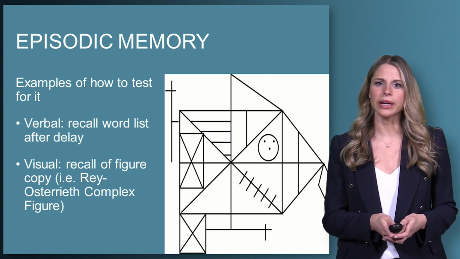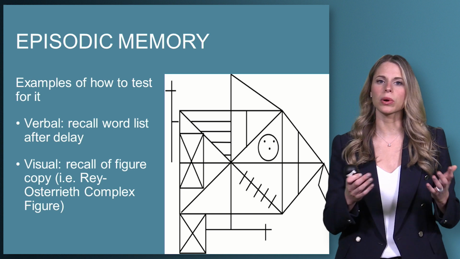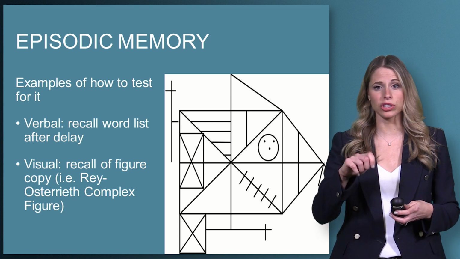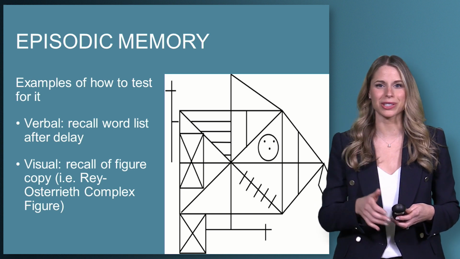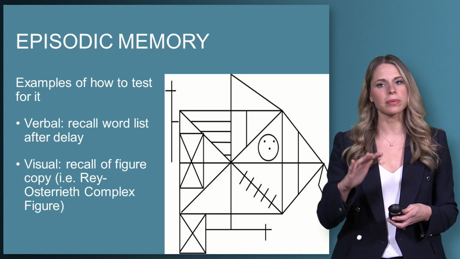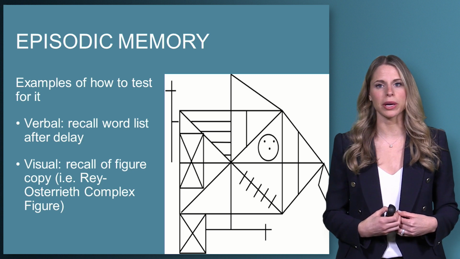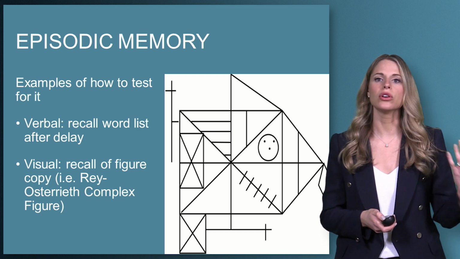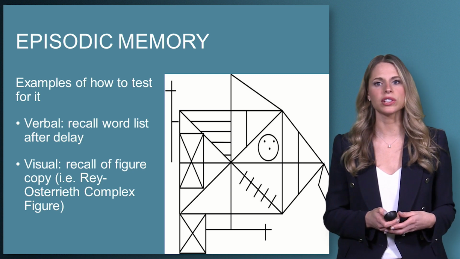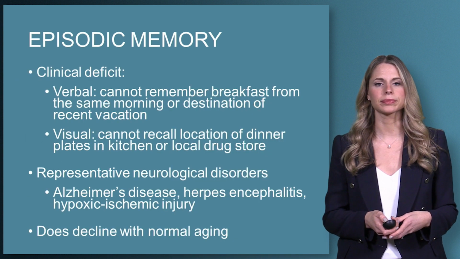Visual episodic memory can be tested through having someone recall a figure that they may initially copy, such as this complex one you see in front of you. You have them copy the picture, and then at a delay period, you have them reproduce the picture from memory. And that would be non-verbally dependent, so purely a visual memory task.